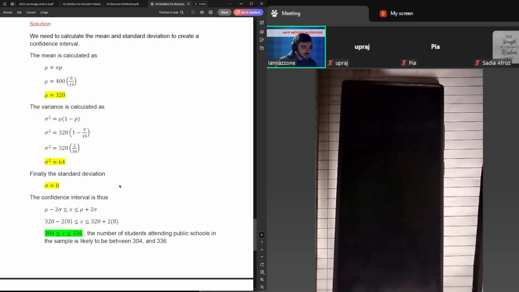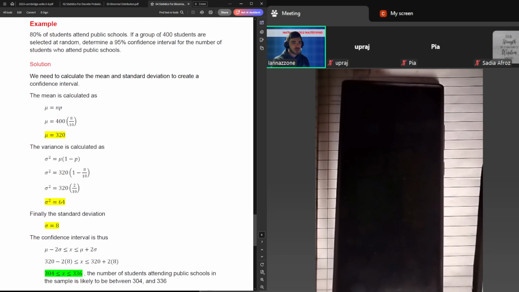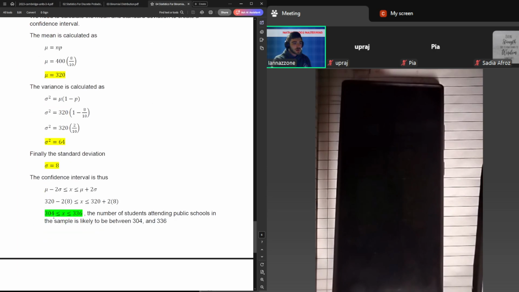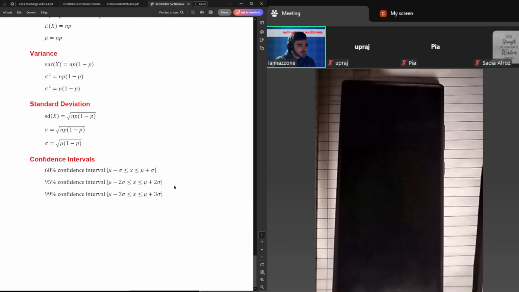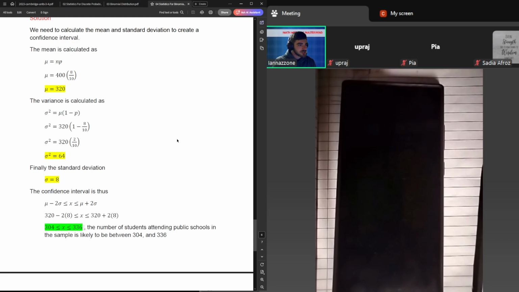And so you just plug in everything you know, and that tells you that you are 95% likely that the number of people who attend a public school within any group of 400 is going to be somewhere between 304 to 336. So every time I talk to a group of 400 people, I'm 95% confident that anywhere from 304 to 336 of them are going to have attended a public school. And that's that. So that's pretty much it there.